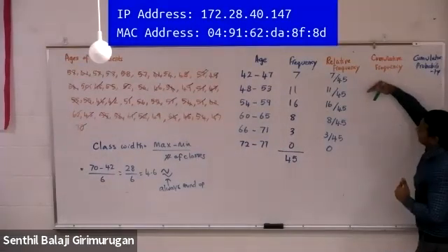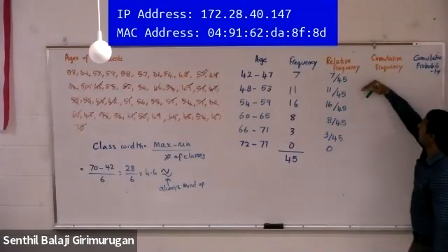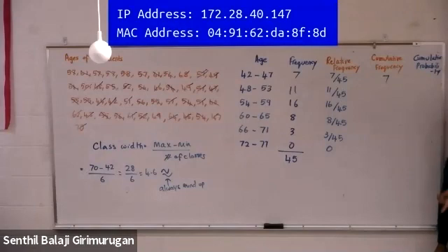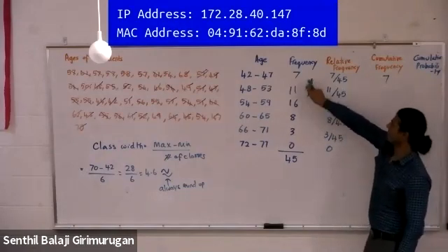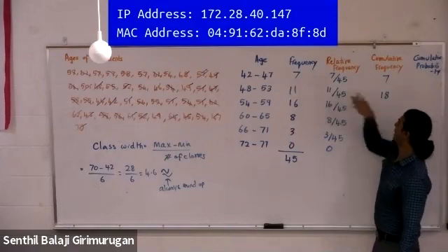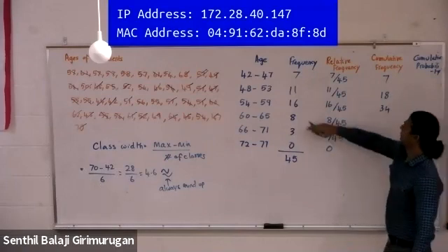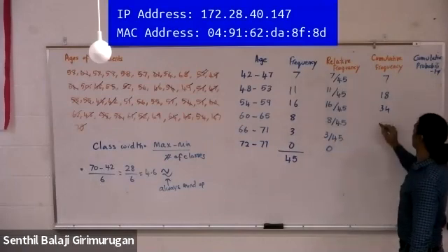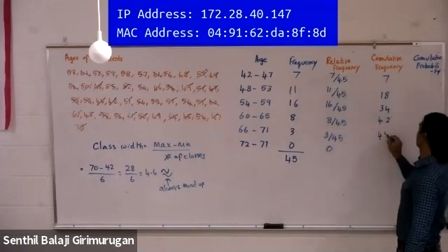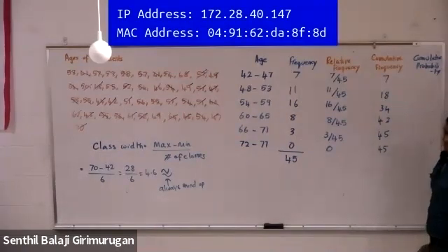So for cumulative frequencies, we start with this class, add everything below. So 7, everything below, nothing's there, 7 plus 0. 11 added to the previous value, 18. 16 added to the previous value, add all of those. 8, add all of those, 42. 3, add all of those, 45. 0, add all of those, it's still 45.